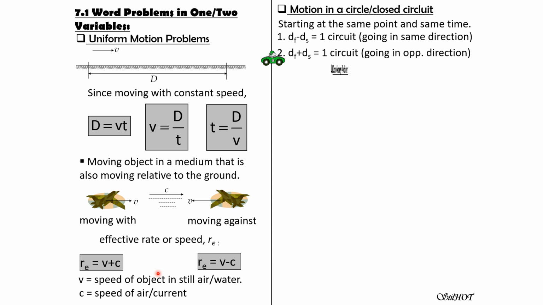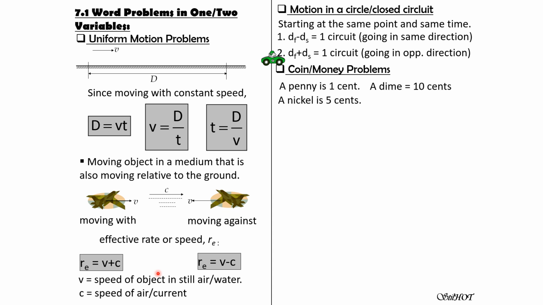Next concept would be about coin or money problems. Particularly about coins in the US, or American coins: a penny is 1 cent, a nickel is 5 cents, a dime is 10 cents, and a quarter is 25 cents. 50 cents is a half dollar. Not mentioned here, but it is a half dollar. That's a dollar that is less than $1.